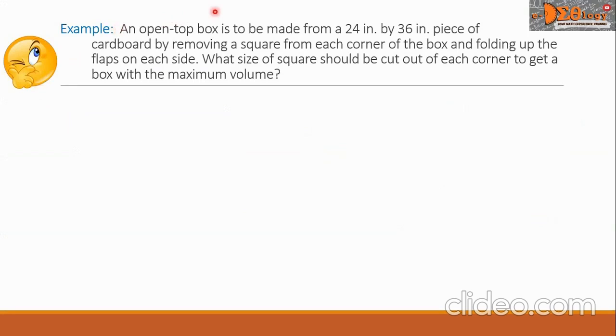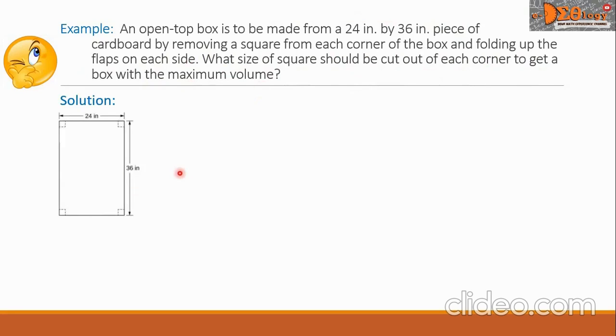An open-top box is to be made from a 24 inches by 36 inches piece of cardboard by removing a square from each corner of the box and folding up the flaps on each side. What size of square should be cut out of each corner to get a box with the maximum volume?